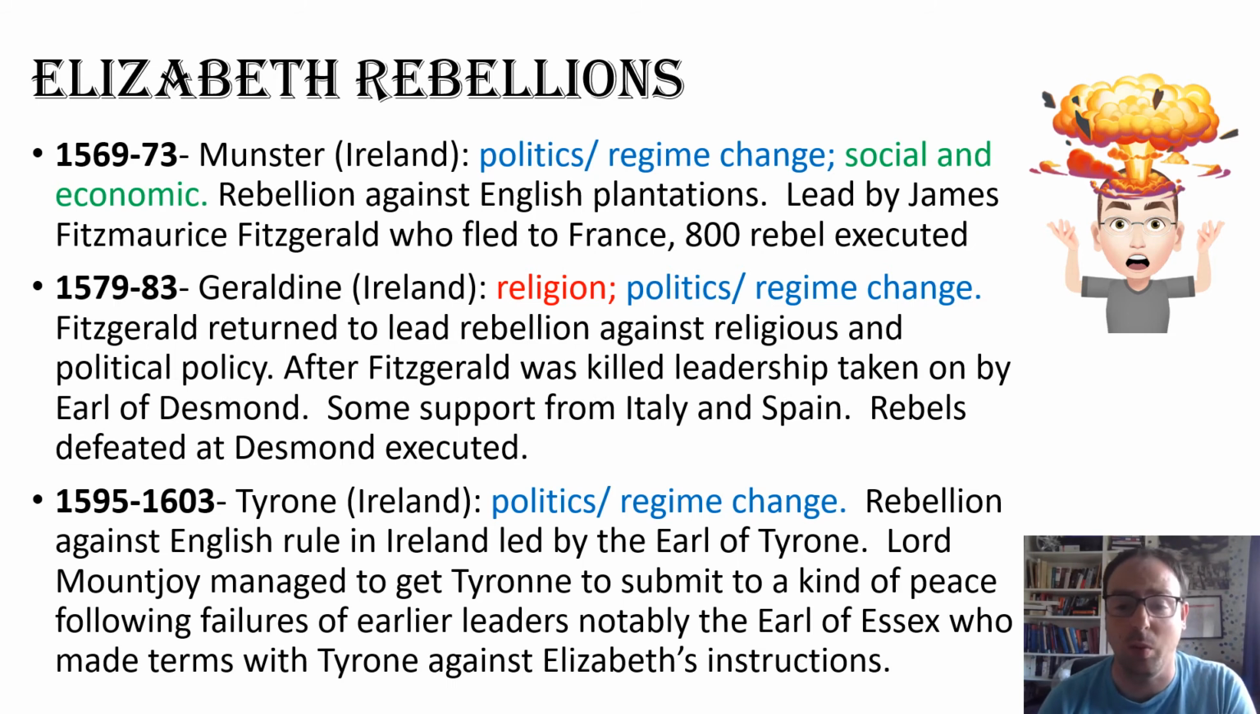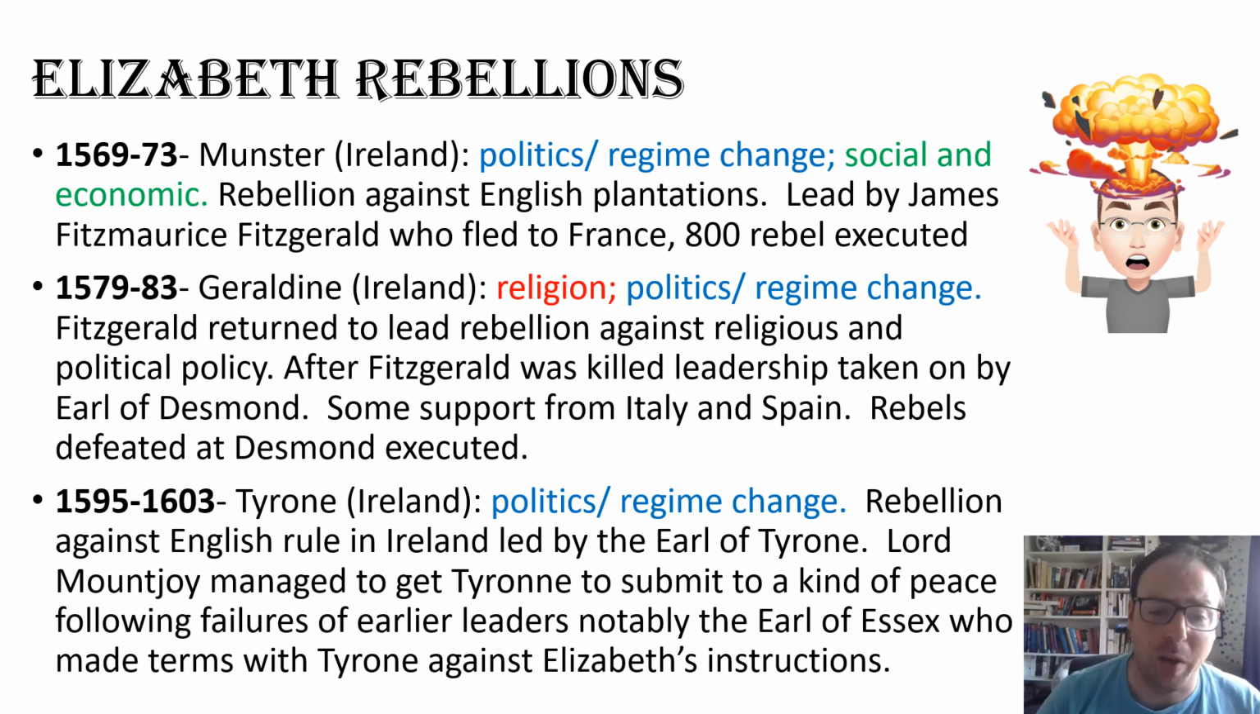And then the final stage of this, we've got the Tyrone Rebellion, which is 1595 to 1603. And again, it's a rebellion against English rule in Ireland, so it is political. It's led by the Earl of Tyrone. Lord Mountjoy eventually manages to get Tyrone to submit to some kind of peace. At this point, Mountjoy is trying to rush back, as you can see, the end date 1603. So he wants to go and make sure that the new king knows how good he is and things like that. So it all gets left a bit half done at the end.